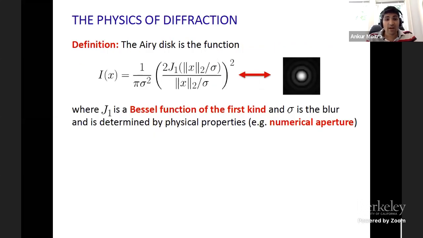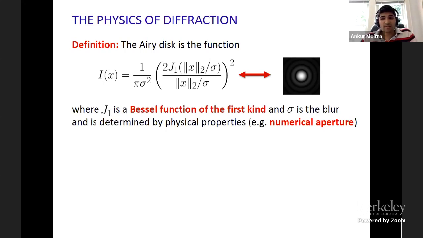Well, first, let me define it as a function. An Airy disk involves Bessel functions. So you take a Bessel function J1 of the first kind. It's not really important for this talk what exactly it is. And there's also a parameter sigma that you should think of as controlling the blur. In fact, the larger sigma is, the more that this point source is blurred out. So this is what the Airy disk is: some function that depends on these Bessel functions and this blur parameter sigma.